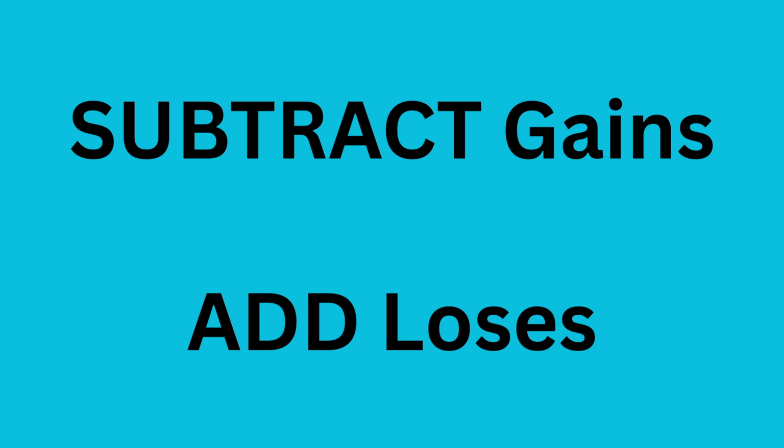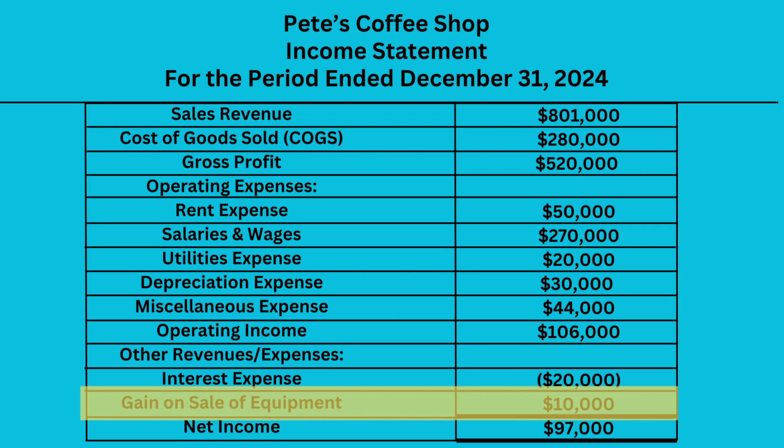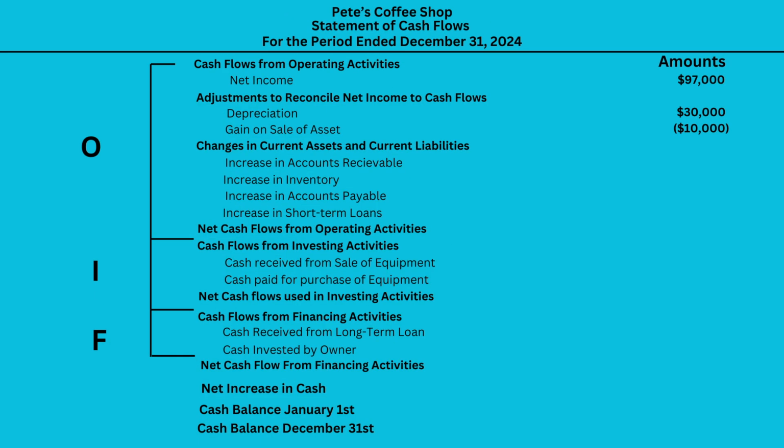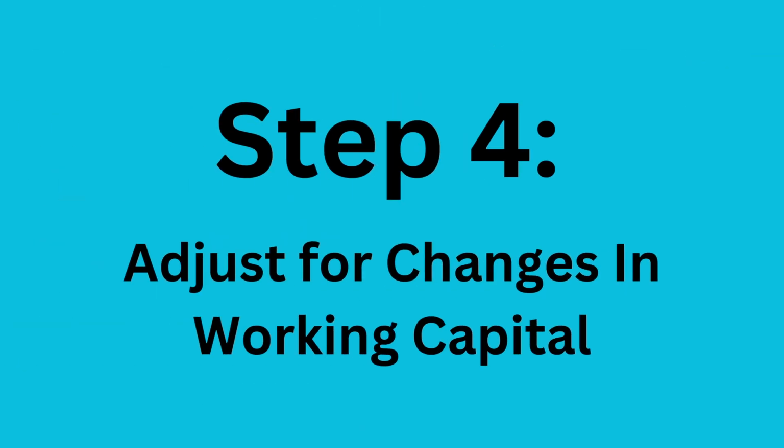If you had a loss, add it back. In this case, we had a gain of $10,000 from selling our old equipment, so we'll subtract $10,000 on our cash flow statement. Finally, we adjust for changes in working capital.